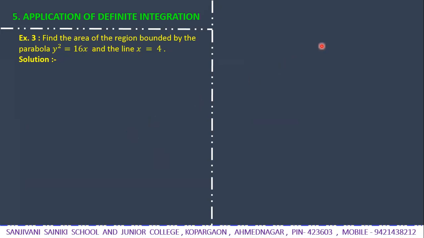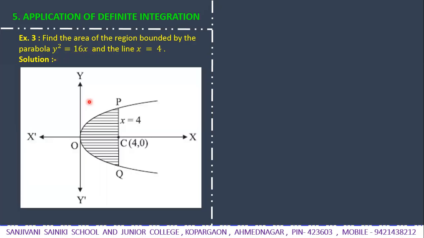Now this is the third example. Find the area of the region bounded by the parabola y square is equal to 16x and the line x is equal to 4. Okay, so y square is equal to 16x is the standard parabola open towards the positive direction of the x-axis, and this is the line x is equal to 4. So bounded by the parabola and the line, this area we want to find out.